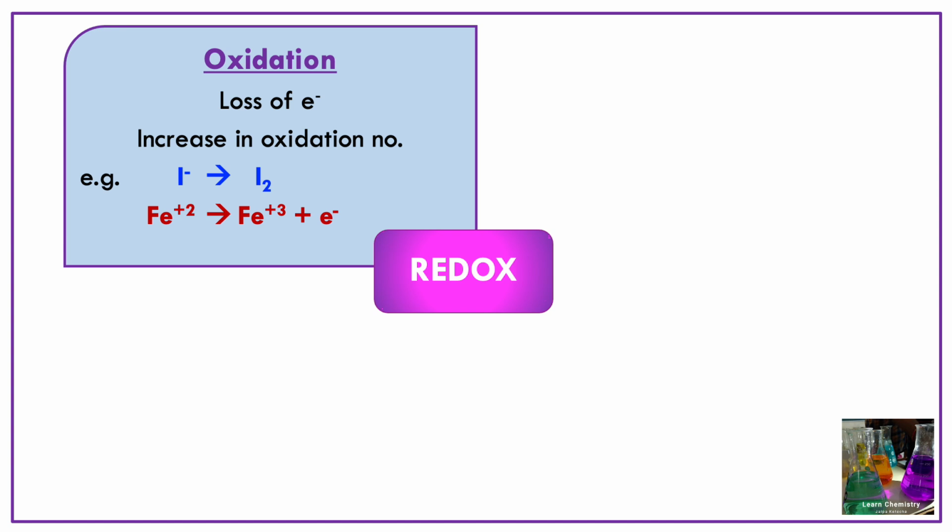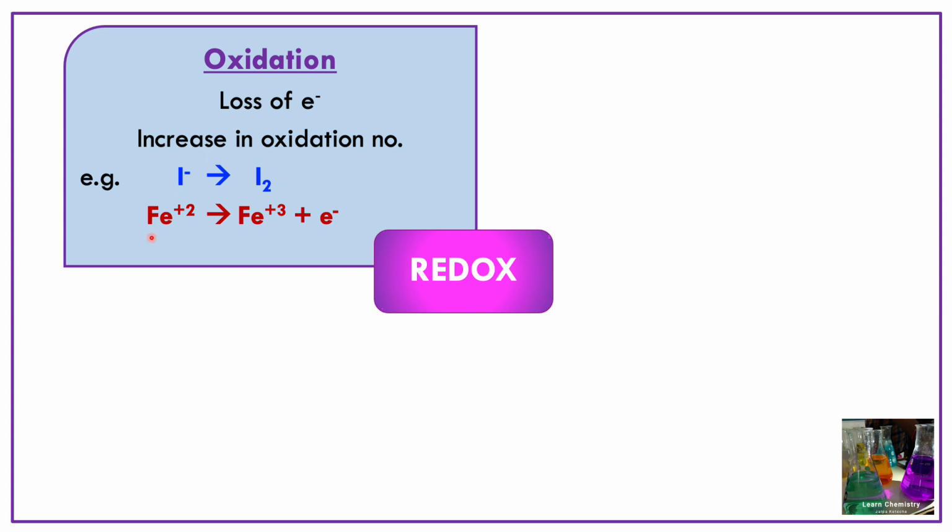Let us understand oxidation first. Oxidation is the loss of electrons. It is accompanied by an increase in its oxidation number. Now, if we consider the ionic reaction, the iodide ion gets oxidized to iodine, that means it goes from -1 charge to 0. That means there is an increase in the oxidation number with a loss of 1 electron.